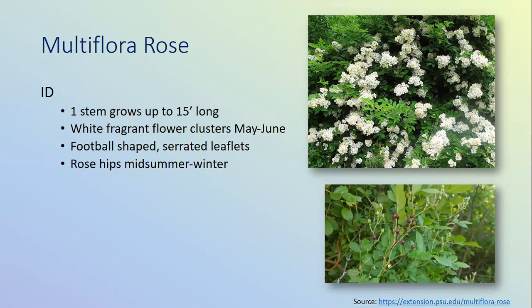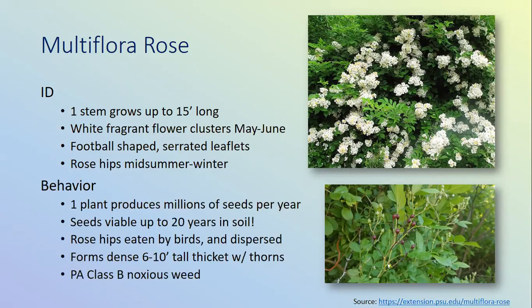Their stems can get up to 15 feet long, and they're similar to Japanese barberry where their stem, if it hits the ground, can root right there and continue spreading. They have a really fragrant flower from May to June, which is probably the only benefit to them. They do have football-shaped serrated leaflets on them, and their rose hips, shown in that photo there, are produced from midsummer to winter, which are a favorite of birds.